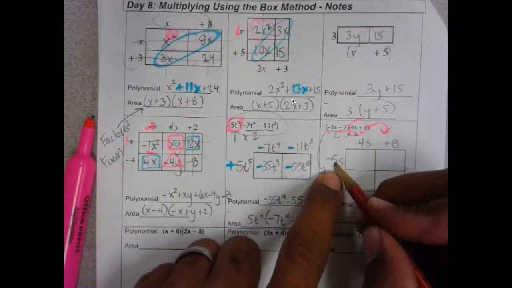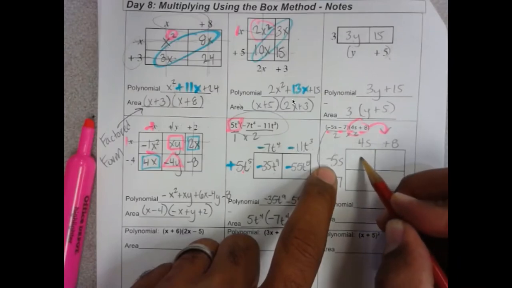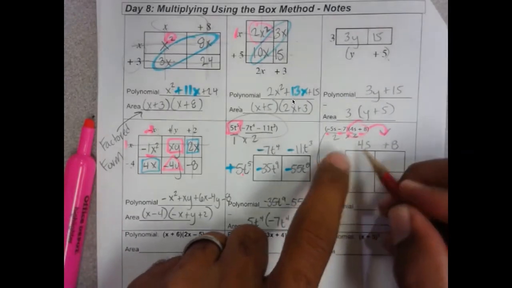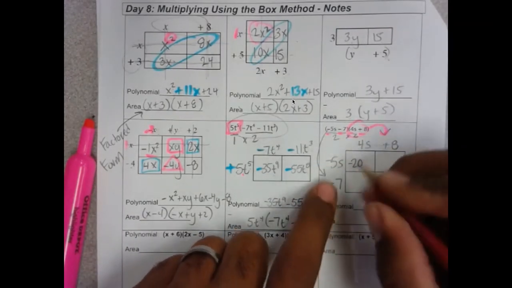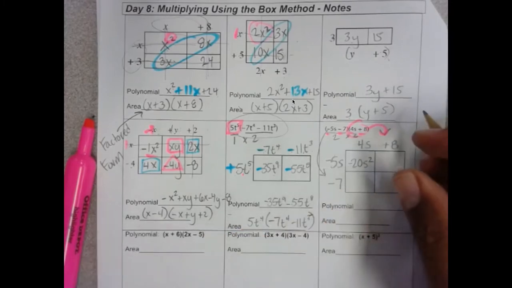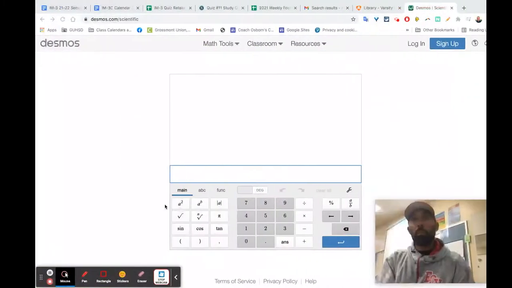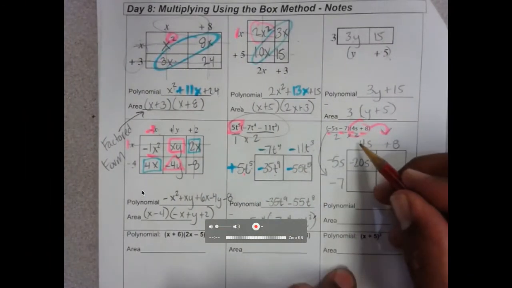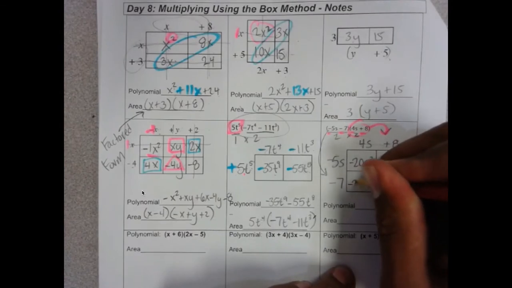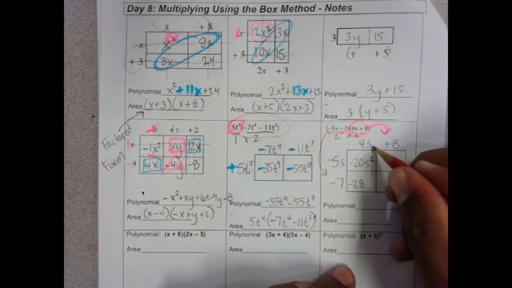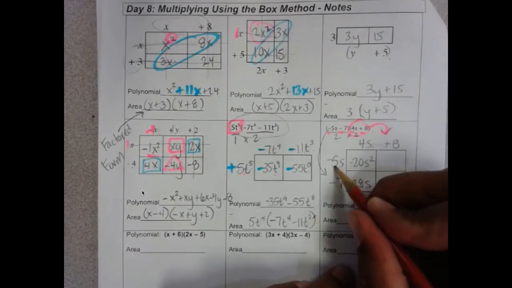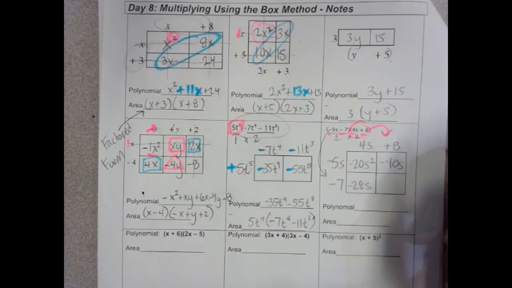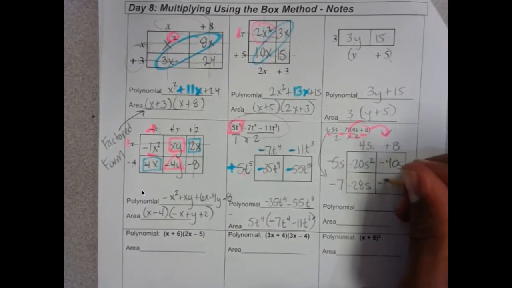All right, so now first we're going to do the numbers. So we're going to do this box. Remember, this box would be these two. So negative 5 times 4, which is negative 20. S times s, s squared. All right, so now this one, we're going to do 4 times negative 7. That's negative 28. But it also has an s, so times s. Okay. Negative 5 times 8 is negative 40. Times s is negative 40s. And then negative 7 times 8 is negative 56.